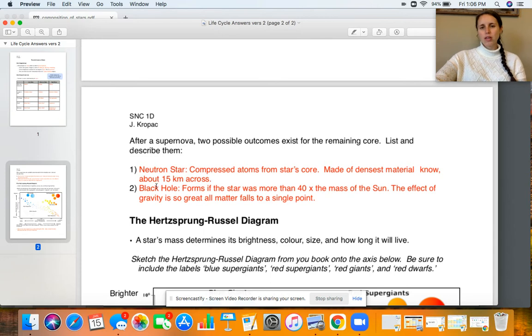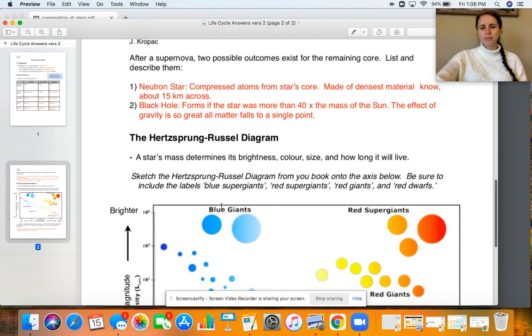So black holes only form when we have really large stars, about 40 times larger than our sun. That's their remains. The effect of gravity in a black hole is so great that all matter falls into a single point. So essentially, a black hole is so dense and gravity is actually sucking everything in towards it. It's sucking it in towards a single point. So a lot of things can get pulled into the gravity of a black hole. So a black hole is not actually a hole. It's just a really dense mass that's got a really high gravity that's pulling things into it.